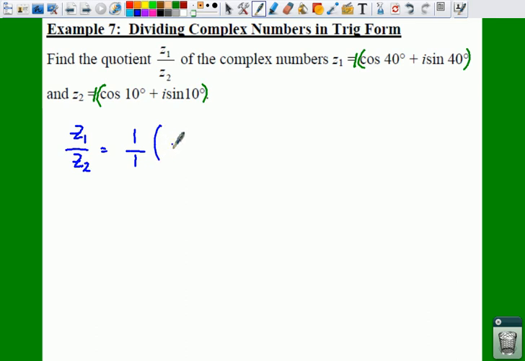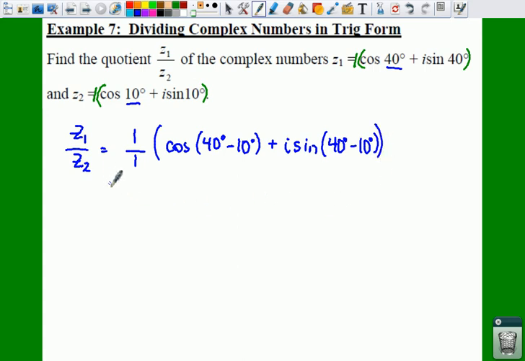And then on the inside of your parentheses, this is where you have to take the cosine of theta of your first z sub 1, which is 40 degrees, minus theta of your second function, which is 10 degrees. So you have 40 minus 10. This is still plus on the inside, i sine of 40 minus 10. So when you combine these, if you have 1 divided by 1 out front, you just have a 1. So you really don't have to worry about that. On the inside, you get a cosine of 30 degrees plus i sine of 30 degrees.